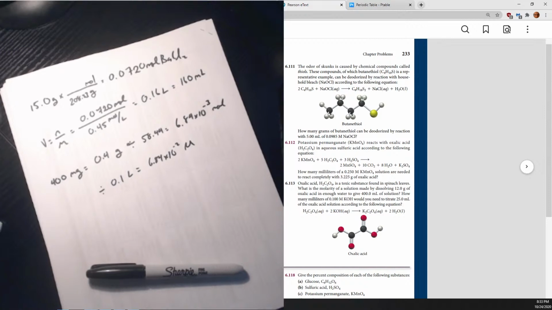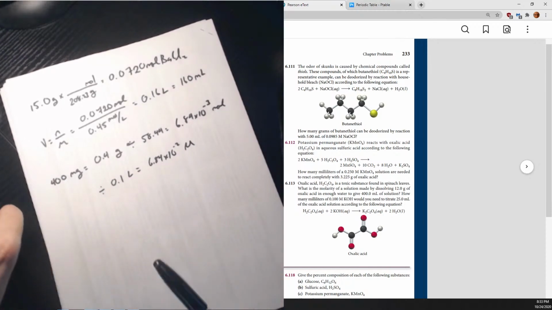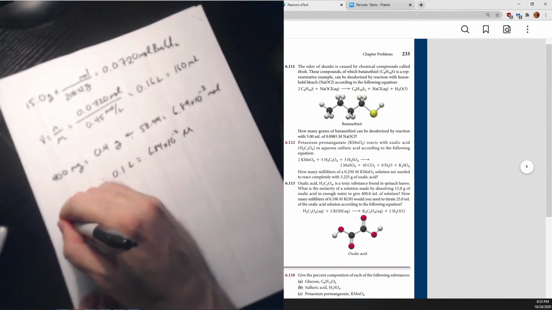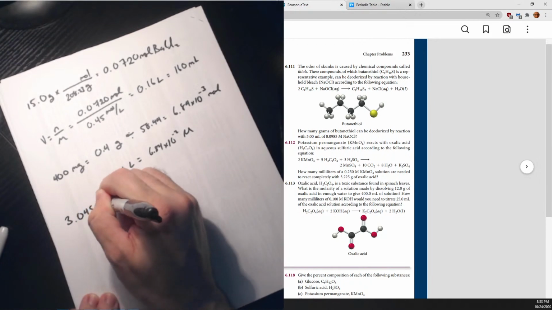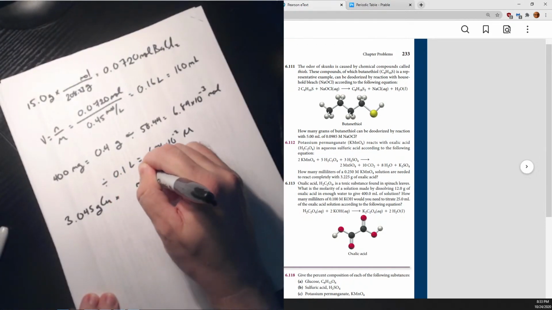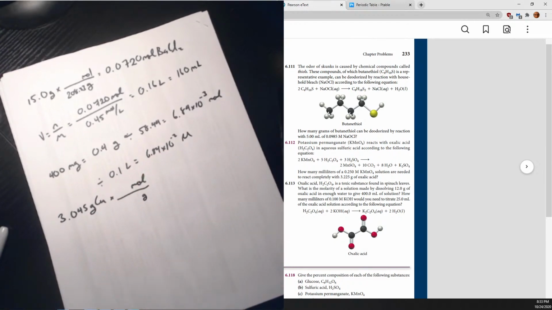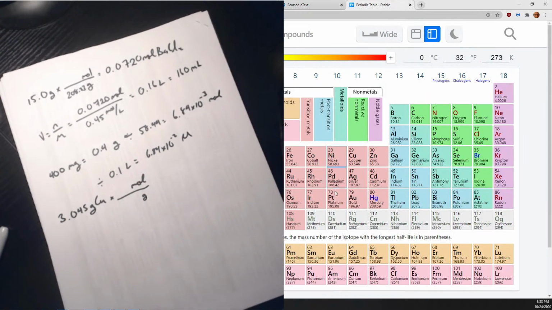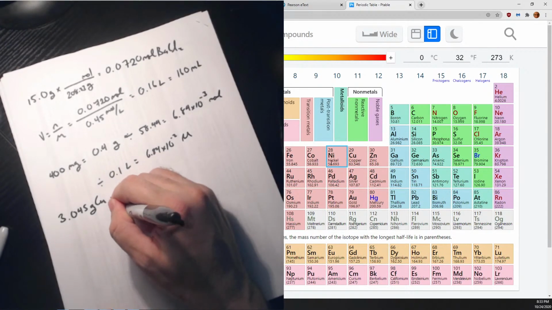Copper reacts with dilute nitric acid according to the following equation. Copper plus nitric acid makes copper nitrate, nitric oxide, and water. If a copper penny weighing 3.045 grams is dissolved in a small amount of nitric acid and the resultant solution is diluted to 50 mils with water, what is the molarity of the copper 2 nitrate? Okay, well, 3.045 grams of copper. The molar mass of copper is 65 something? 63.546.